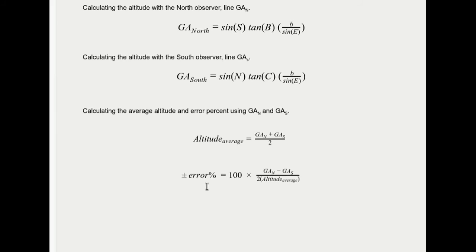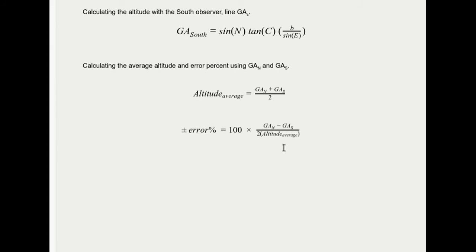To calculate our plus or minus error percent, you're going to take 100 times the difference between the north observation and the south observation, divided by 2 times the average altitude. And this is basically setting up a boundary that says the average is in here and it's plus or minus some percent. So the lower that percentage, the more accurate our altitude measurements. If they were exactly the same, we would have a 0% error. And then the further apart they get, the higher that percentage error.